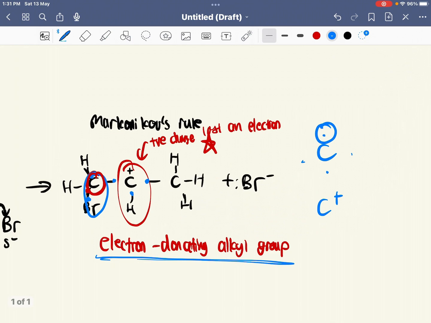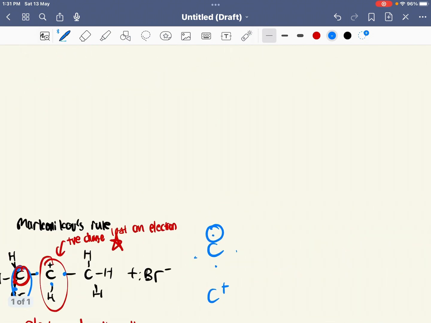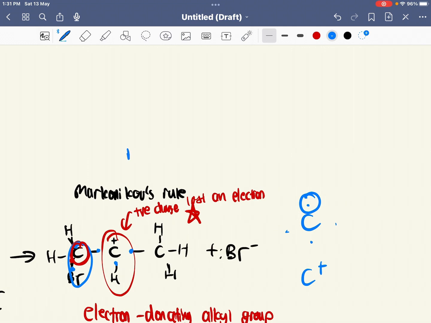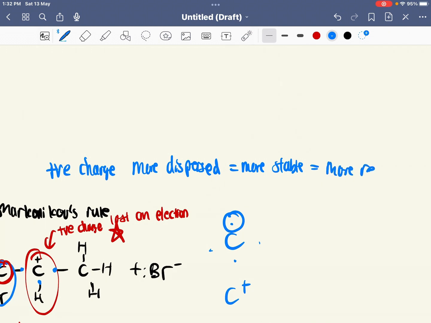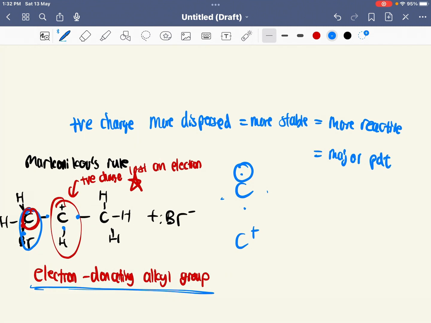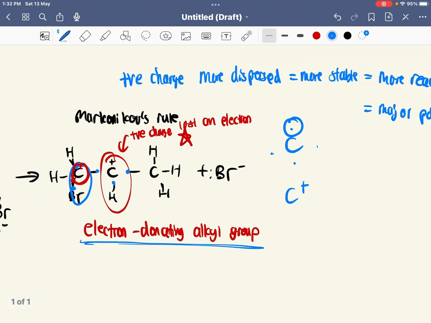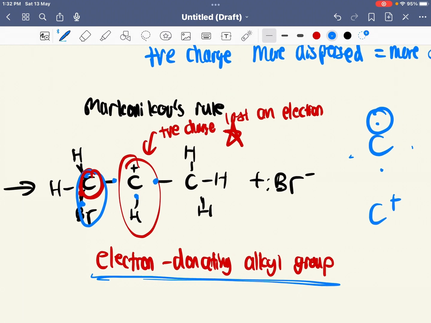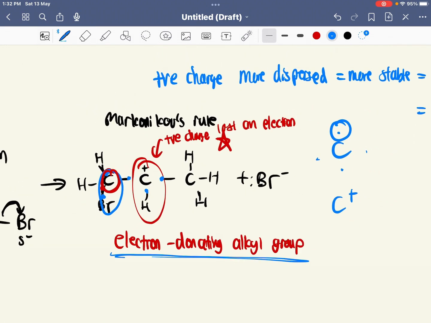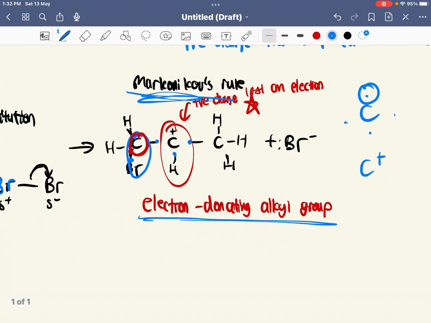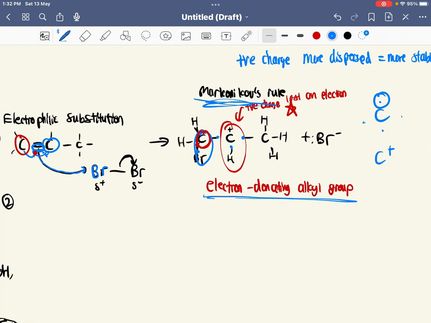Okay, so like I say, by Markovnikov's rule, it's almost the same idea as what we have here. When I have my positive charge more dispersed, in a sense it's called more stable, and when it's more stable it equals more reactive, and when it's more reactive it will give my major product. So that's why by Markovnikov's rule we always want to form our major product, and the major product involves the formation of the most stable intermediate carbocation, as we have mentioned earlier. Okay, so this is the most stable intermediate carbocation. Apologies.